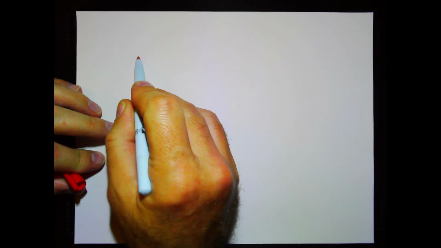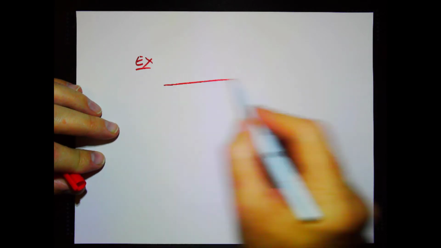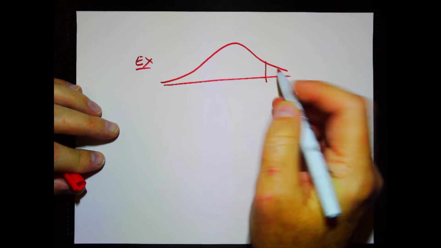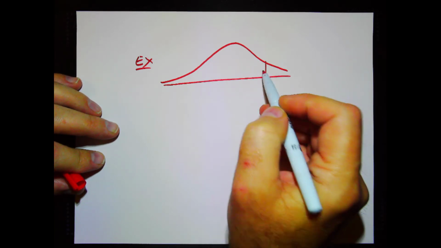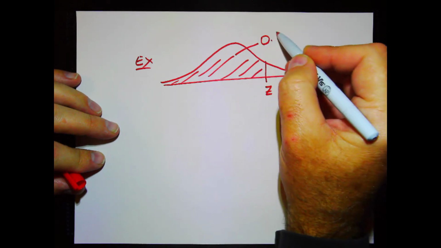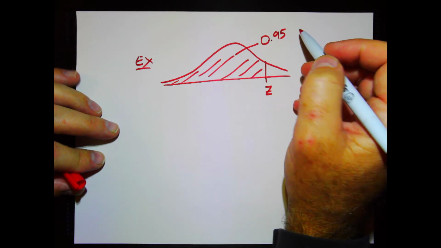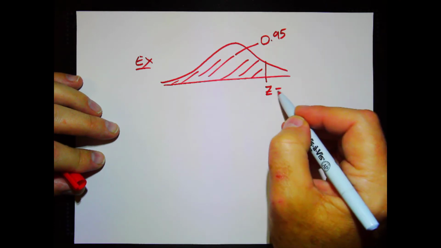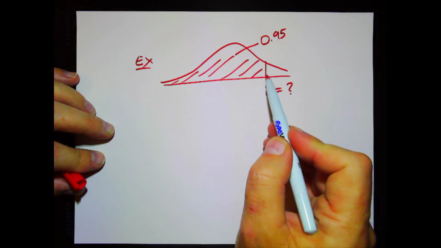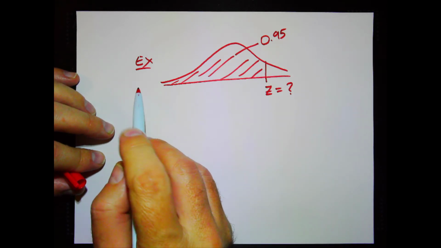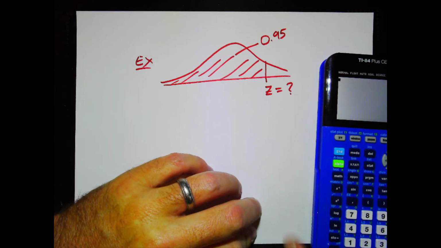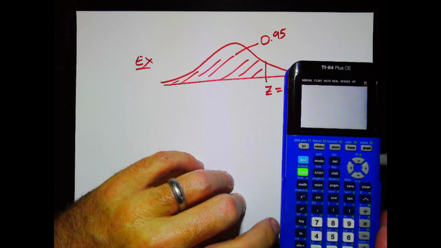What if, for example, I'm trying to find everything from a z-score down to negative infinity? I'm given this area. What if this is 0.95 or 95%? What is the corresponding z-score that gives me everything 95% from here down to negative infinity? This is a little bit different from the last question where we had things perfectly centered.